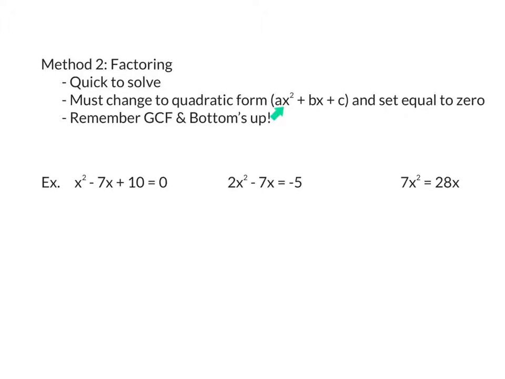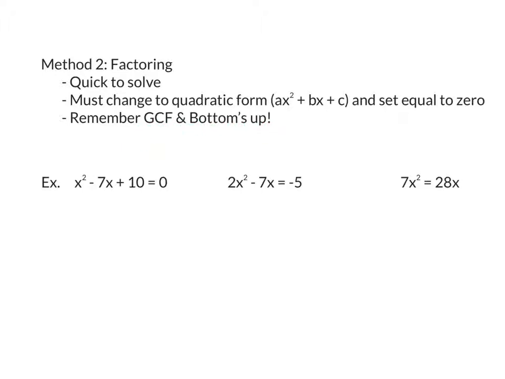So some notes, you need to change it to quadratic form. So that's ax squared plus bx plus c, which means you may have to move stuff or rearrange things, and we want to make sure it's set equal to 0 because we're looking for zeros. And then this is just a quick reminder, GCF we want to do first. Remember, bottoms up as a method, and we're going to see that.